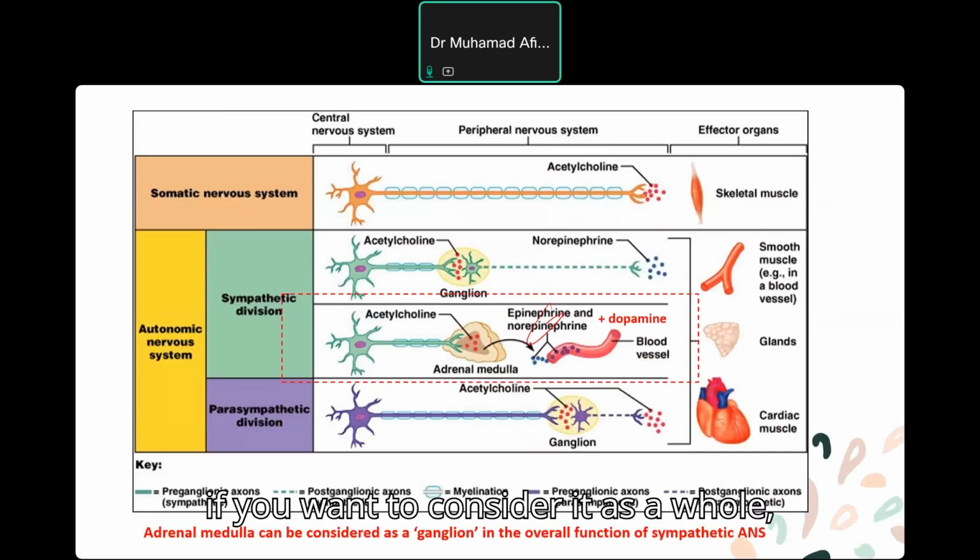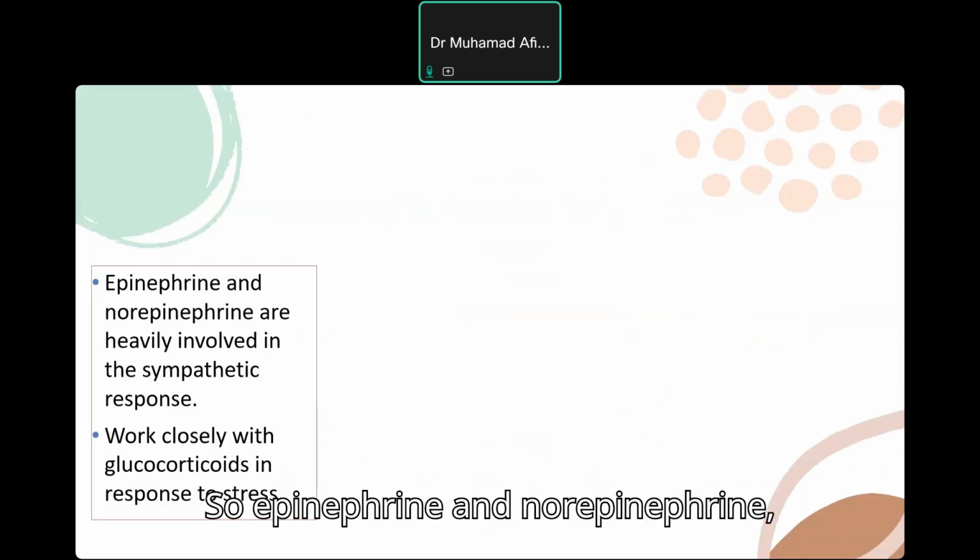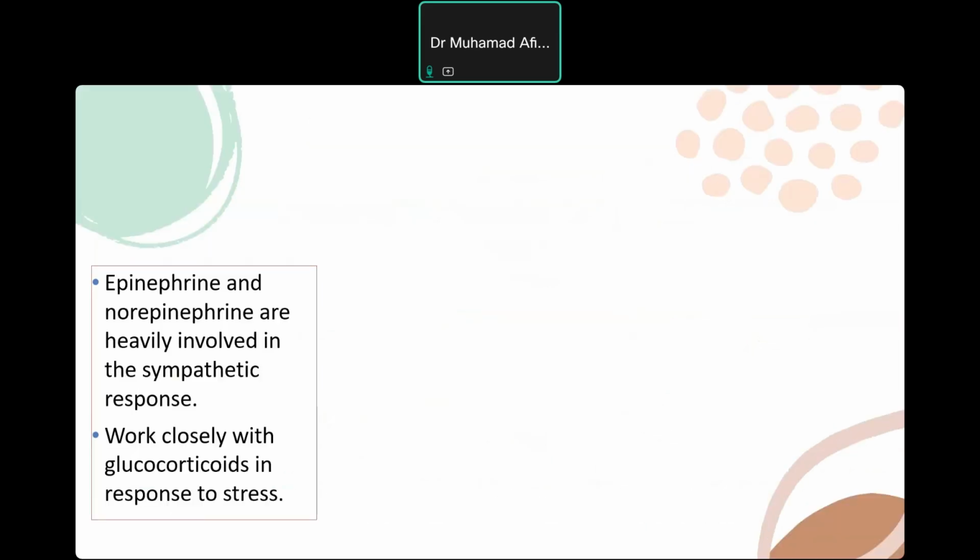If you want to consider it as a whole, you can consider the adrenal medulla as one of the ganglia. Rather than having a postganglionic neuron that secretes norepinephrine into the effector organ, the adrenal medulla releases into the blood vessel. So epinephrine and norepinephrine, you know that they are sympathetic. So they are fight or flight.